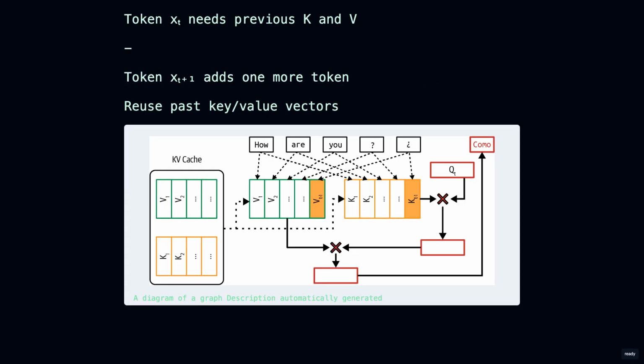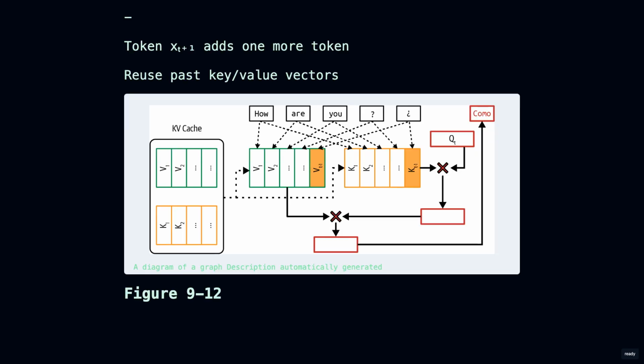This figure shows the cache in action. The important thing to notice is that past key and value vectors are kept, and only the newest vectors are added each step. This diagram summarizes the caching idea visually. Instead of recomputing attention history every time, the model stores it and reuses it.